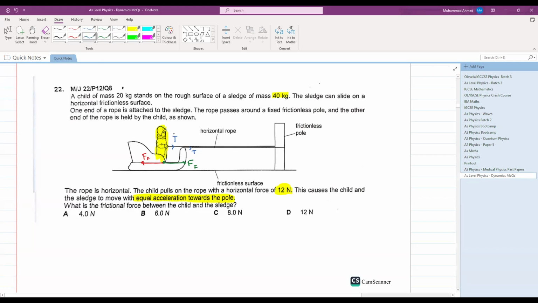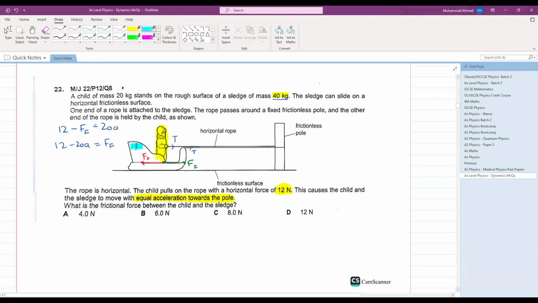Tension is acting towards the right, friction force is towards the left. 12 minus frictional force is equal to the mass of the child, that is 20, into acceleration. So 12 minus 20 into acceleration is equal to your frictional force. Now let's further observe. Frictional force is towards the right, tension is towards the right. The mass of the sledge is 40 kg.